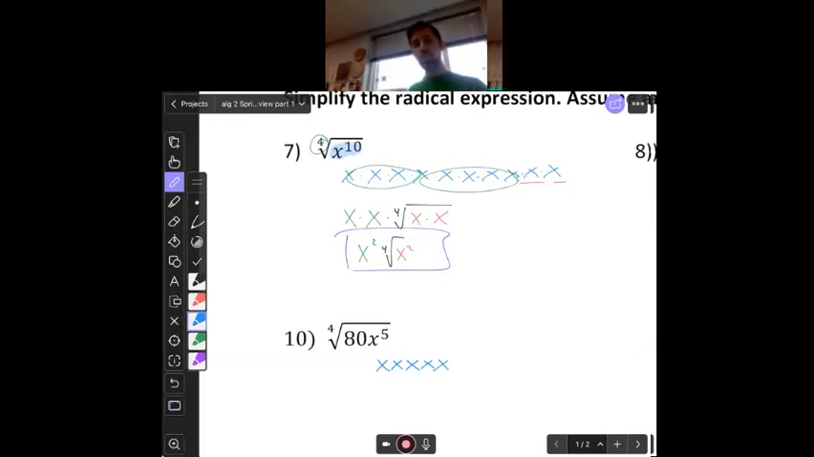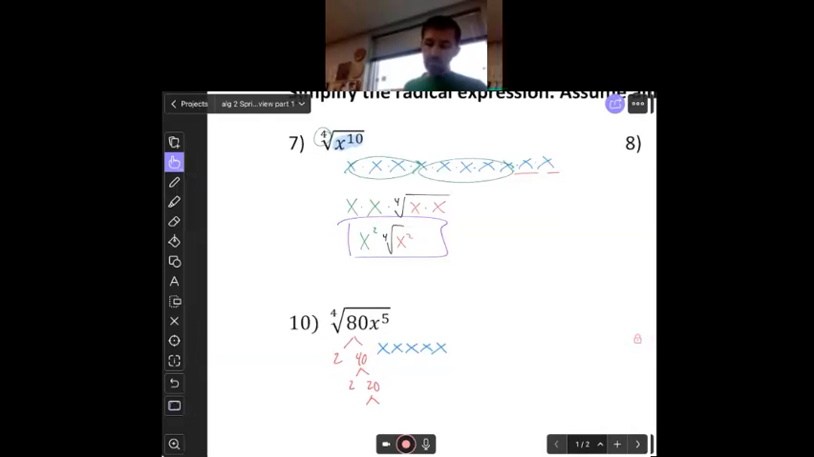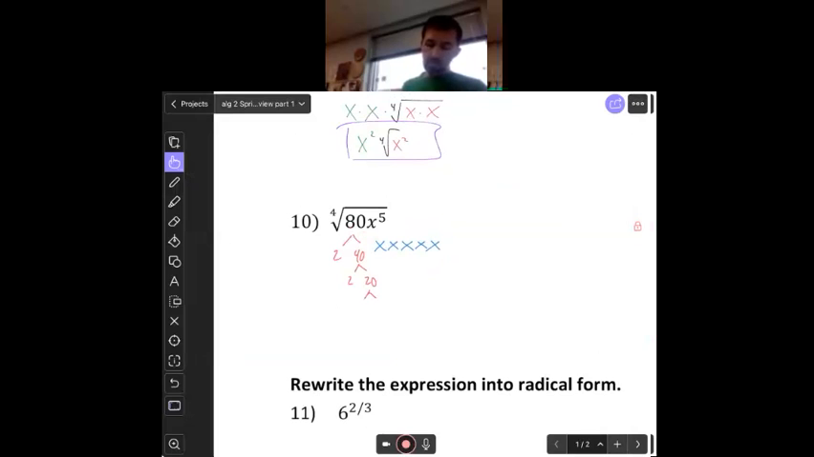Yeah, the 5 is only on the x, the 80 is an 80. What we talked about first semester was that idea of using the sock method to break that number down. So find the smallest number that goes in it, put it on the left, 2 times 40. 40 is 2 times 20. 20 is 2 times 10, and 10 is 2 times 5.